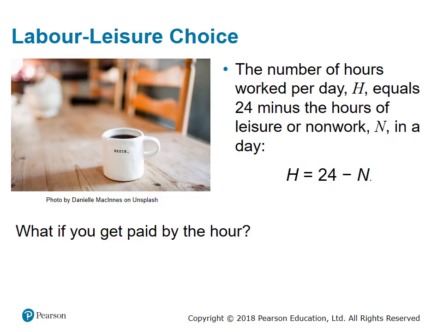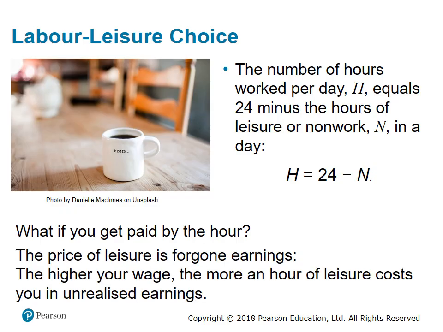What if you get paid by the hour? Then the time constraint implies that an hour of leisure has a price, and this price is the hourly wage that you could have earned in that time. This is why we say that the price of leisure is foregone earnings. Alternatively, we say that the opportunity cost of leisure is the hourly wage. And so the higher is the hourly wage, the more expensive an hour of leisure is in terms of unrealized earnings.